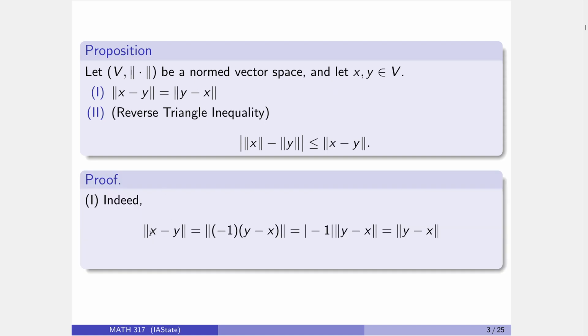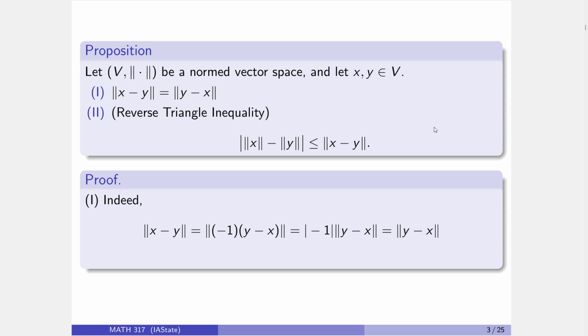So first of all, this one's super easy because we recognize that the difference of two elements is the same thing as scaling by -1. -1 can be pulled out, and the absolute value of -1, of course, is 1. Ta-da. Not the most exciting proof, but we got it.